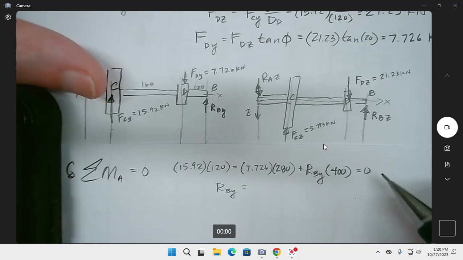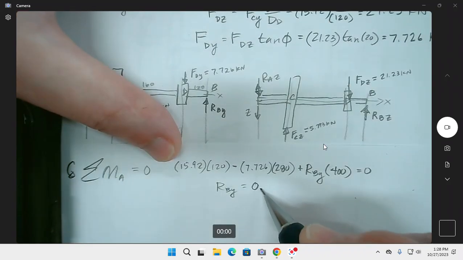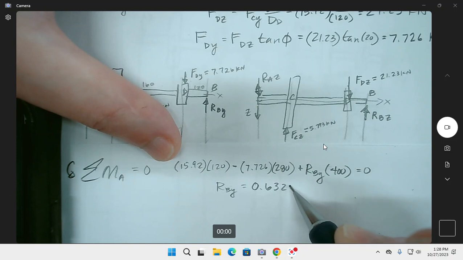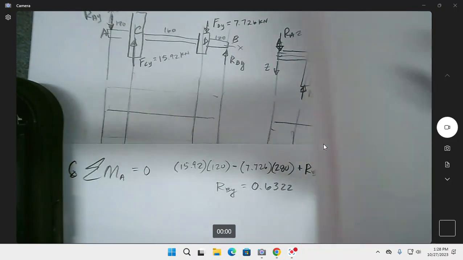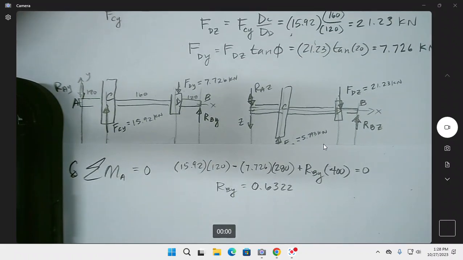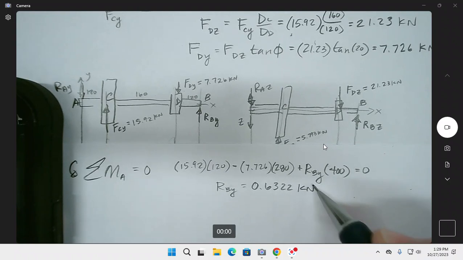We don't get a lot here. This is a pretty small number. 0.6322. Maybe I ought to check my work with my previous answers here. Yep, that's what I got before. Kilonewtons.